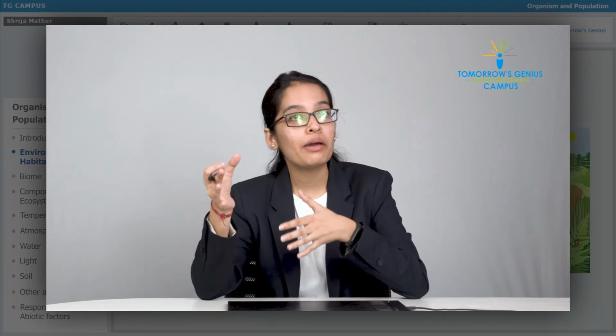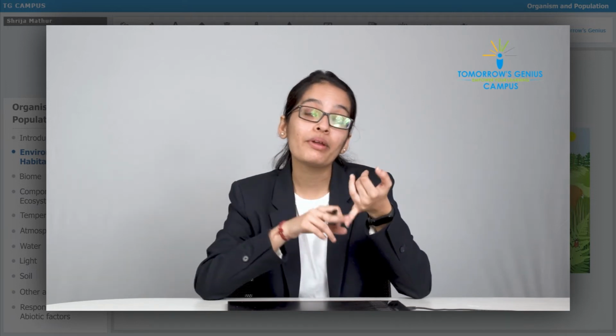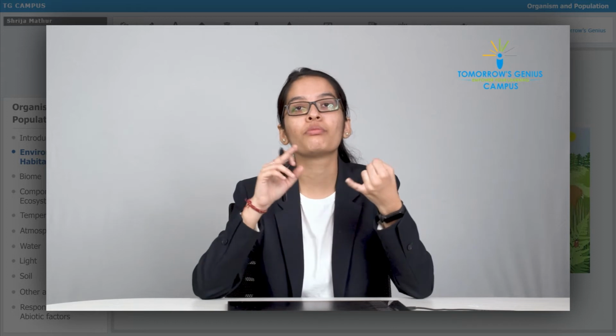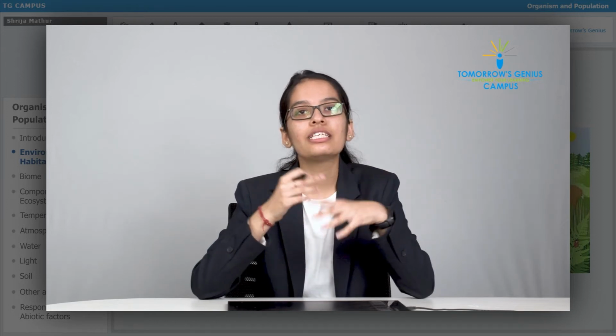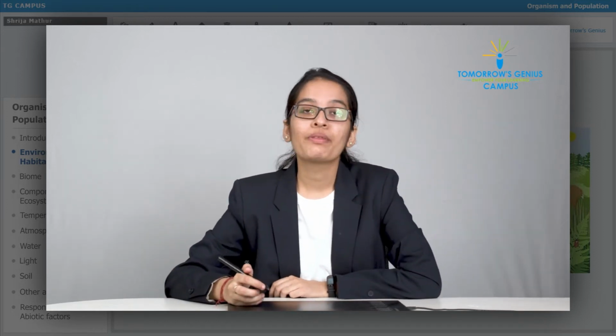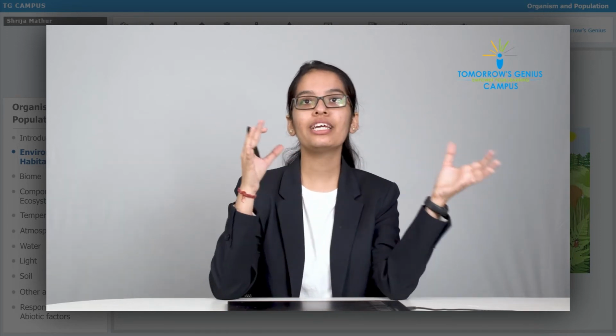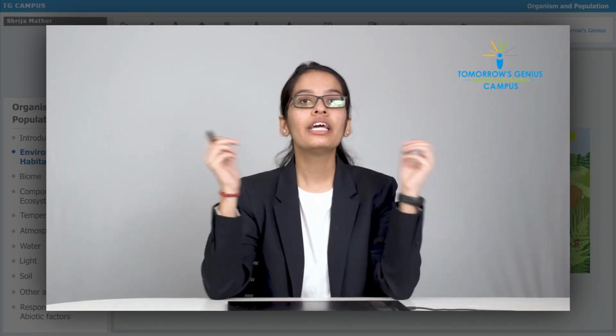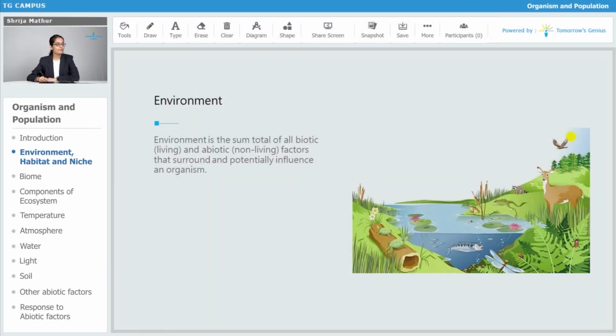And when I talk about the abiotic factor, I'm talking about the temperature, wind, humidity, light. All these come under the abiotic factors. And the sum of biotic and abiotic factors make up the environment. So environment is the sum total of all biotic, that is living, and abiotic, that is non-living factors that surround and potentially influence an organism. How the different biotic and abiotic factors are influencing an organism.